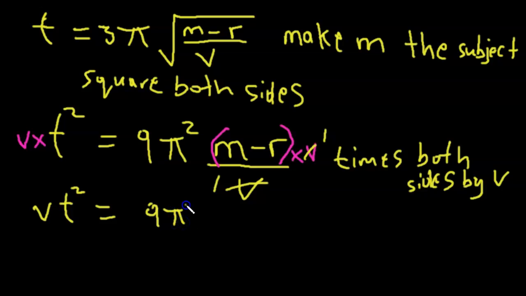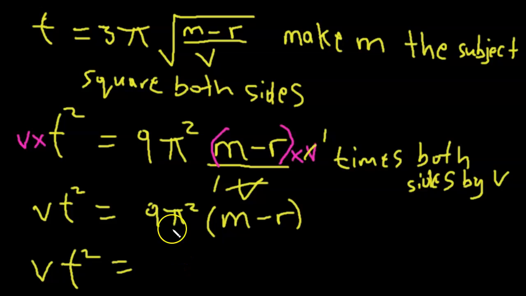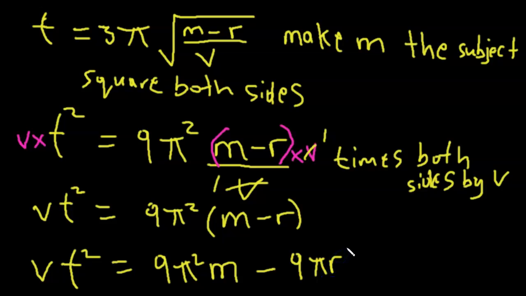pi squared into m minus r. So we expand the bracket. Vt squared. Multiply each term in the bracket by 9 pi squared. So it's 9 pi squared times m and minus 9 pi squared r. So 9 pi squared times each term in the bracket.